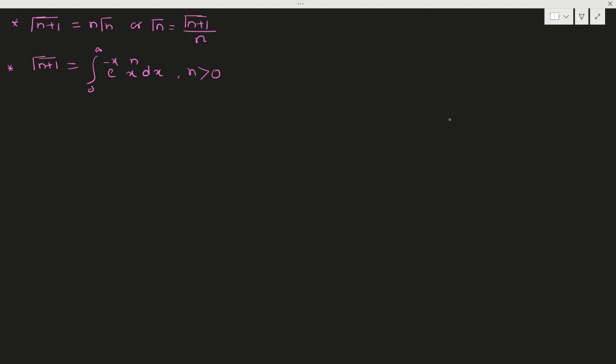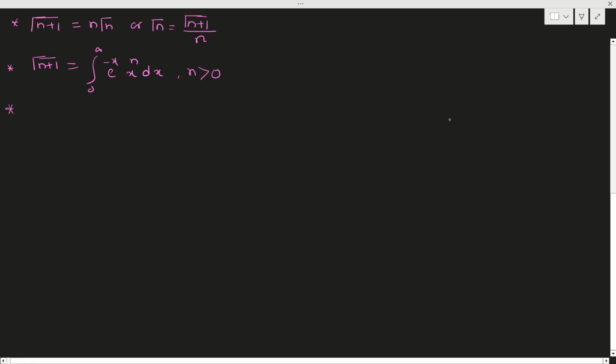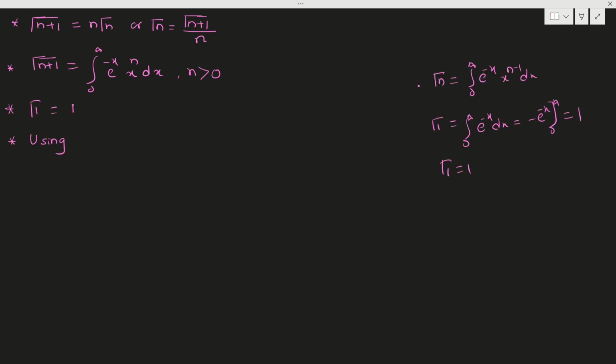We can write it in the integral form as 0 to infinity e raised to minus x, x raised to n dx, for n greater than 0. And another property is gamma of 1 is equal to 1.